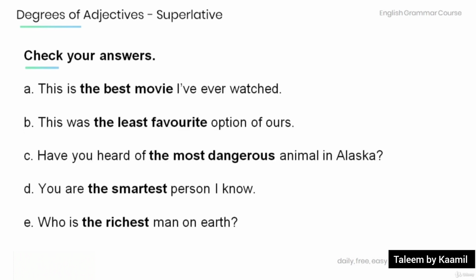This is the best movie I've ever watched. This was the least favorite option of ours. Have you heard of the most dangerous animal in Alaska? You are the smartest person I know. Who is the richest man on earth?